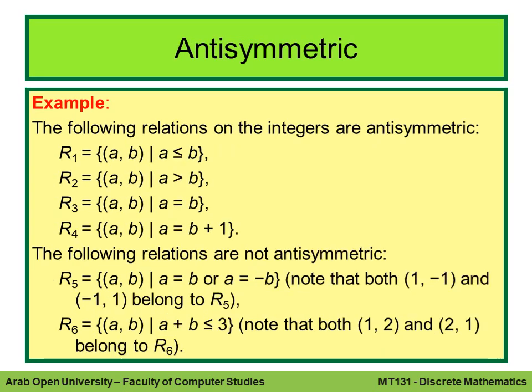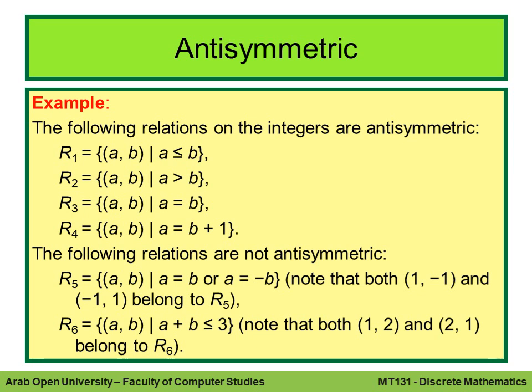Here are examples of relations that are antisymmetric. R1 is (A, B) such that A is less than or equal to B. R2 is (A, B) such that A is greater than B. R3 is the identity relation, (A, B) such that A equals B. Remember now, the identity, which is R3, was an example of a symmetric relation, and it is also antisymmetric. A relation can be both symmetric and antisymmetric.